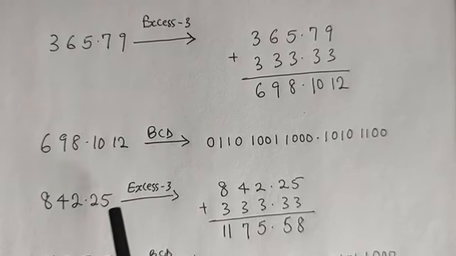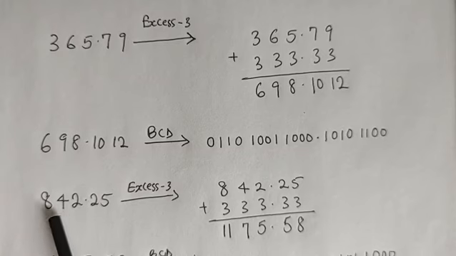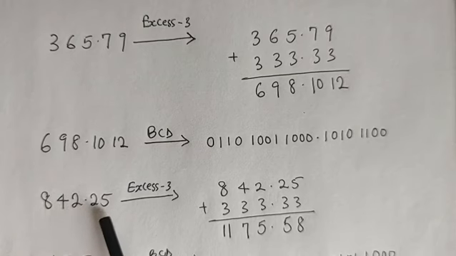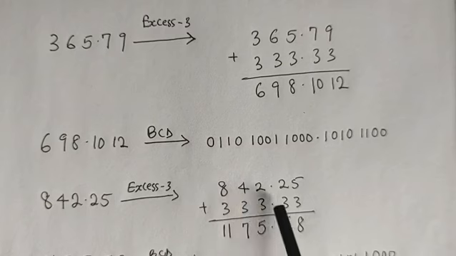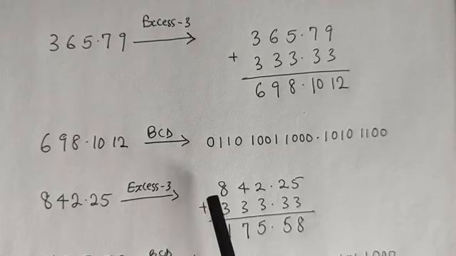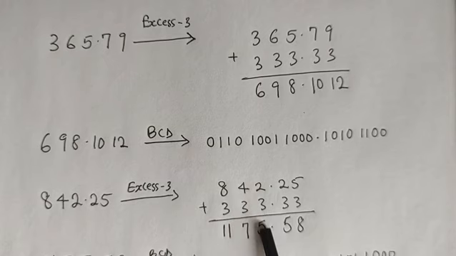The next thing we need to do is to obtain the excess 3 code for the minuend. This is the large number from which we are subtracting the subtrahend value. So we need to obtain the excess 3 code. We do the same thing by adding 3 to each and every digit in this number. So it's going to be 3, 8 plus 3, 11, 4 plus 3, 7, 2 plus 3, 5, dot, 2 plus 3, 5, and 5 plus 3, that is going to give us 8. So we've obtained the excess 3 code for the minuend.